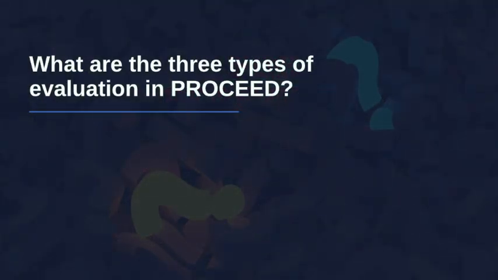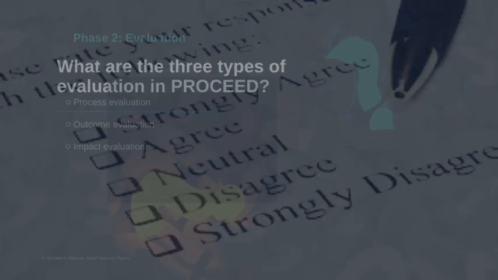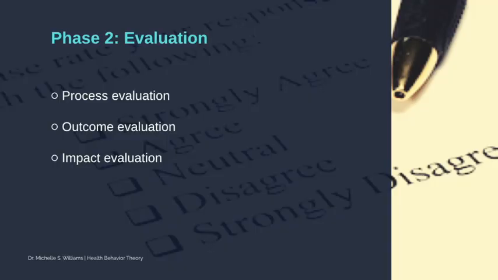So, quick question. What were the 3 types of evaluation that occurred in Precede-Proceed? Hopefully you said process, outcome, and impact evaluation. And that's the same types of evaluation that will occur in phase 3 of the risk and protective factors planning model. However, there are a couple of slight differences in the outcome and impact evaluation between this planning model and the Precede-Proceed planning model. And we'll talk about that shortly.